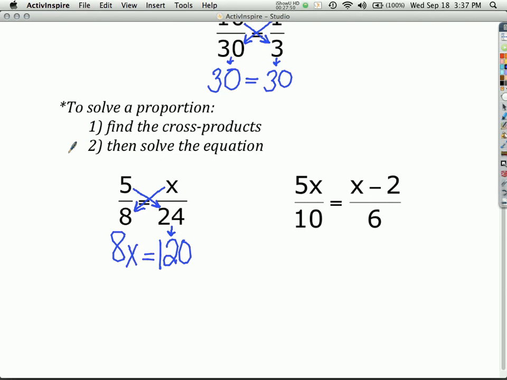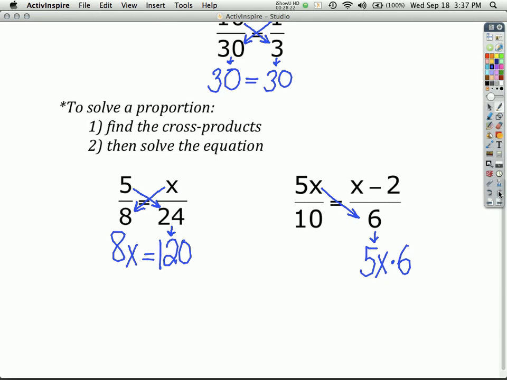So that's a simple example, but what if we have a more complex situation like we have here? Same thing, cross product. 5x times 6, whatever we get as a result, we write underneath. I'm going to write it out. 5x times 6. What does 5x times 6 come out to? Dalton? 30x. So that's really a 30x.